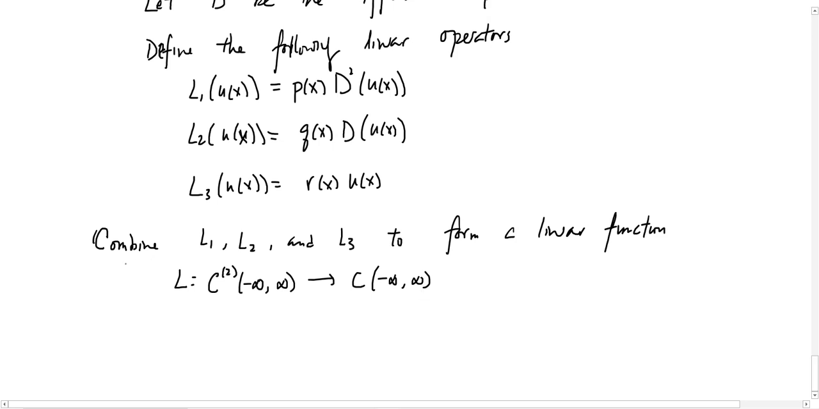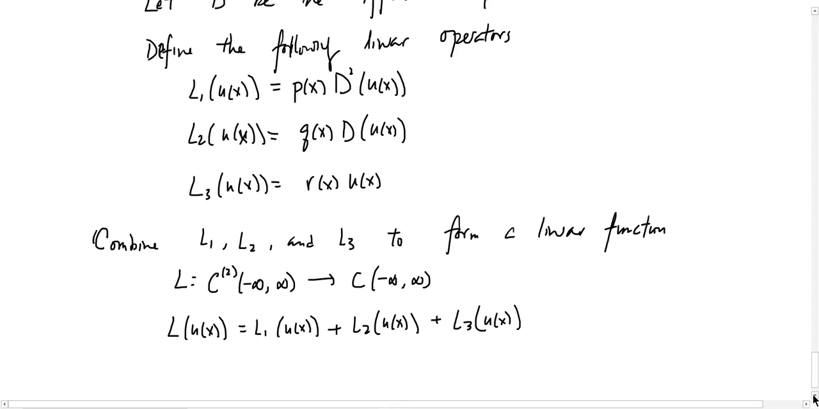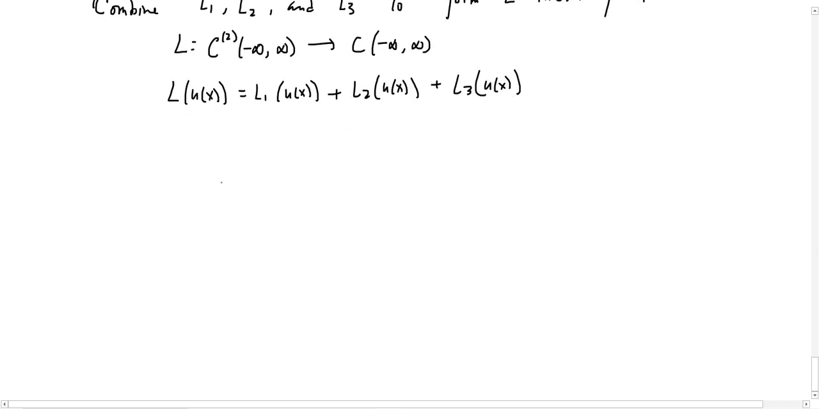So in this case, how do I define L? L of u of x would equal L1 of u of x plus L2 of u of x plus L3 of u of x. So technically speaking, what is L of u of x? Well, that just means this: L of u of x is just equal to p of x times u double prime of x plus q of x times u prime of x plus r of x times u of x.